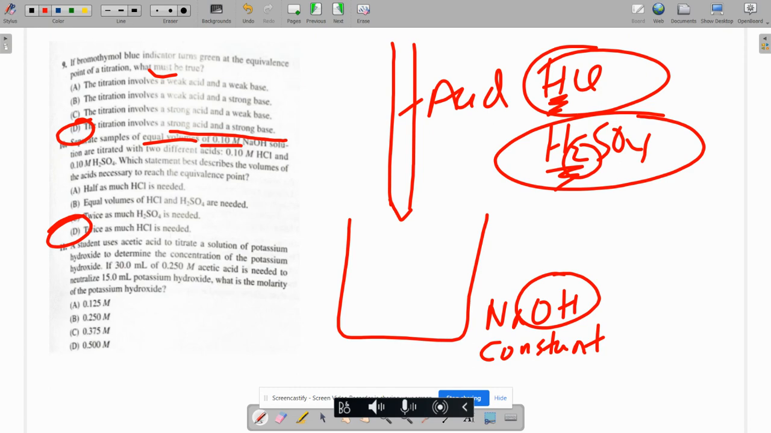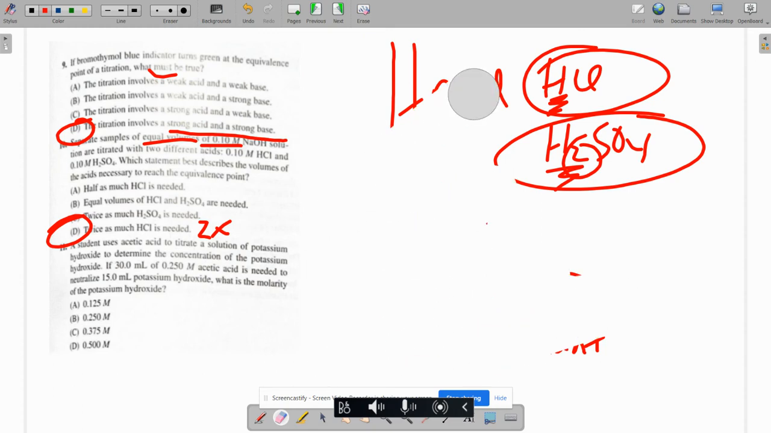Because HCl only has one H, you would need 2 times more in order to neutralize that same amount of base. So a little stoichiometry piece there. Hopefully that makes sense. So that was number 10. All right, so next one.